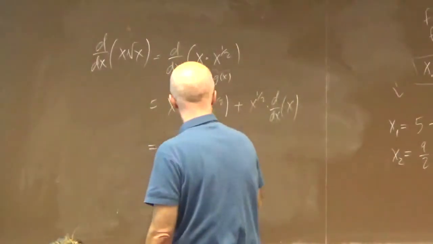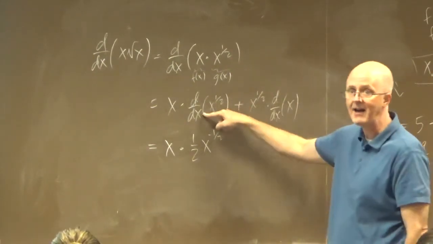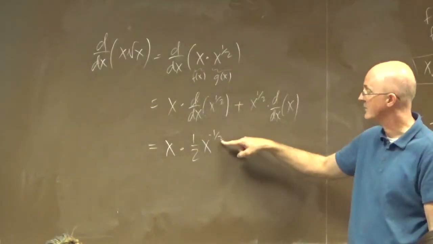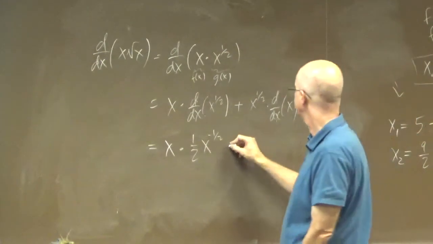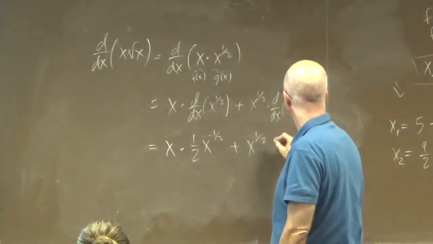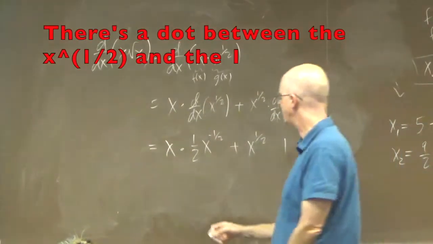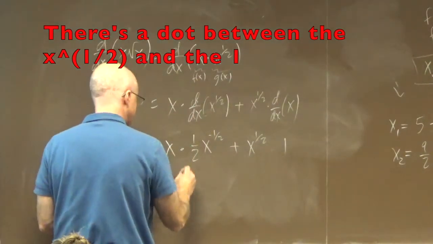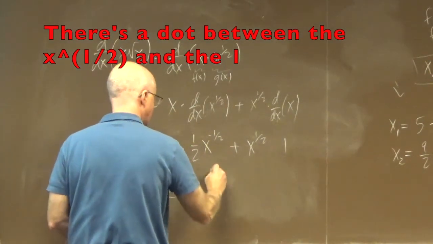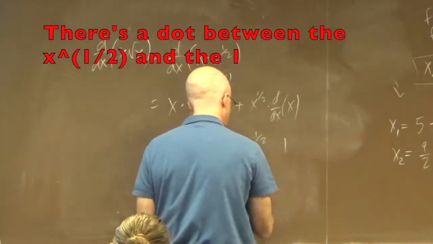That's what I'm doing. To figure out these other derivatives, I need the power rule. Bring down that 1/2, like that. Subtract 1 from the exponent. 1/2 minus 1 is negative 1/2. The derivative of x is just 1. Simplify. This is 1/2 x to the 1/2 plus x to the 1/2, which is 3/2 x to the 1/2.